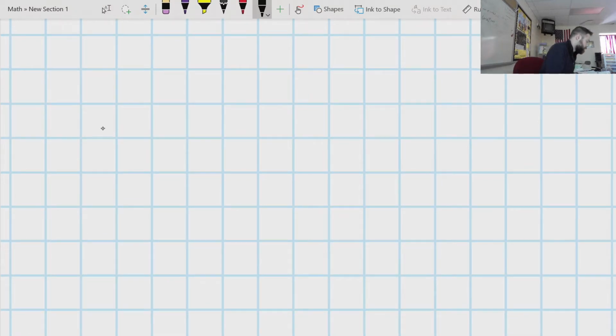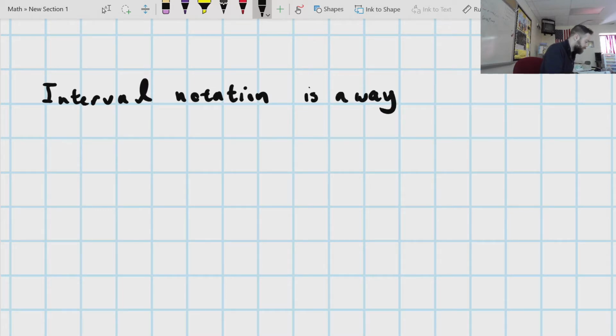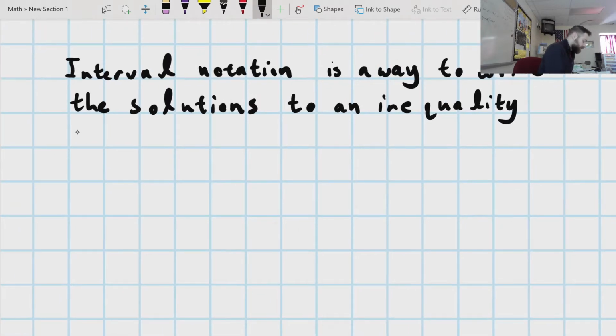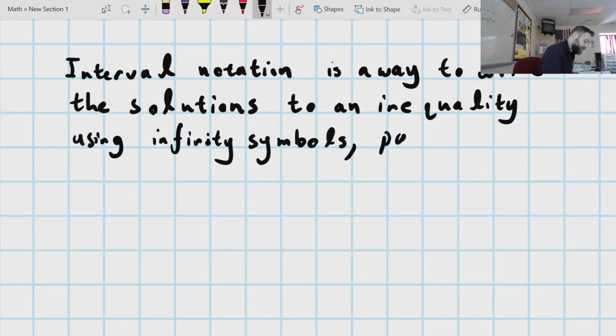So the thing I want to talk about is interval notation. And so interval notation is a way to write the solutions, all the solutions, so there's infinitely many normally, the solutions to an inequality, using infinity symbols, parentheses, and brackets.